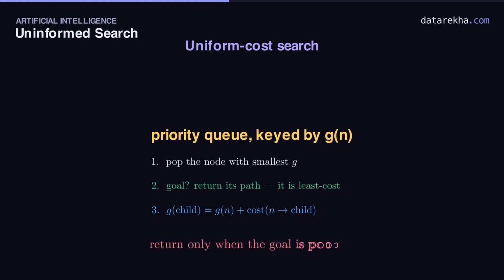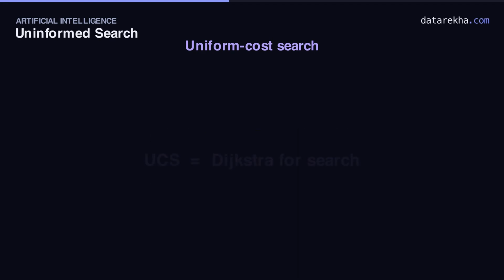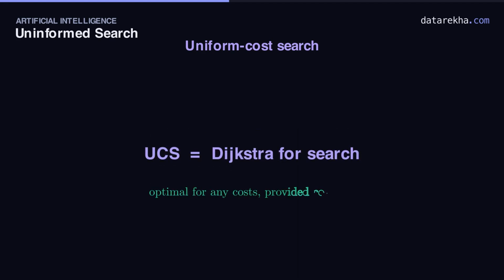One subtle, beautiful detail. Unlike breadth first, uniform cost search does not stop the moment it generates the goal. It waits until the goal is actually popped, the cheapest thing in the whole frontier. Only then is it certain no cheaper route can still be hiding. This is Dijkstra's algorithm, wearing its search theory clothes, and it buys you the strongest guarantee yet. As long as every step cost is non-negative, uniform cost search is optimal for any costs at all, not just equal ones.